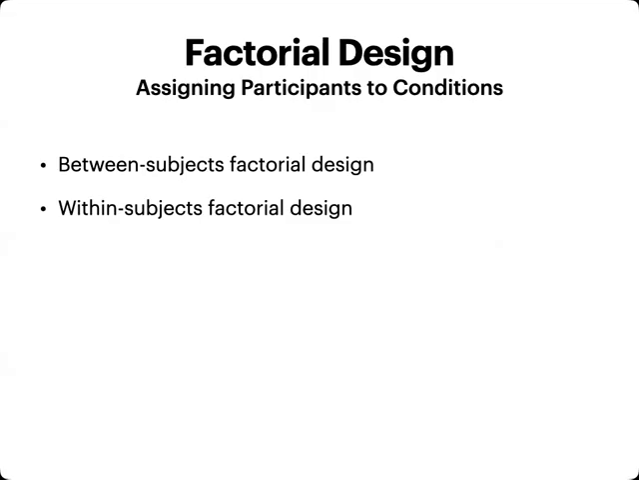So, in a 2 by 2 factorial design, for example, participants would be randomly assigned to one of the four conditions. In a within-subjects factorial design, all of the factors are manipulated within subjects. So, in a 2 by 2 factorial design, all participants will be tested in all four conditions. The advantages and disadvantages of these two methods are similar to those outlined in previous chapters.